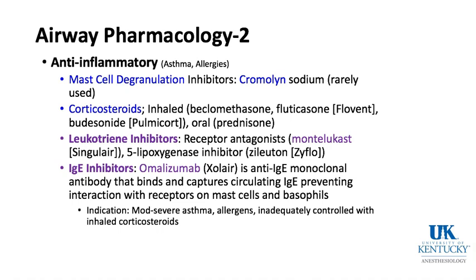And then there are newer IgE inhibitors. Xolair is an example of that. And any drug that ends in MAB, we think of as being an antibody. Xolair is an anti-IgE monoclonal antibody that binds and captures circulating IgE and prevents the interaction of IgE with the receptors on mast cells and basophils. It tends to be used in patients that have pretty bad asthma to allergens when their allergic asthmatic reactions are inadequately controlled with inhaled corticosteroids. You would add an IgE inhibitor like Xolair.